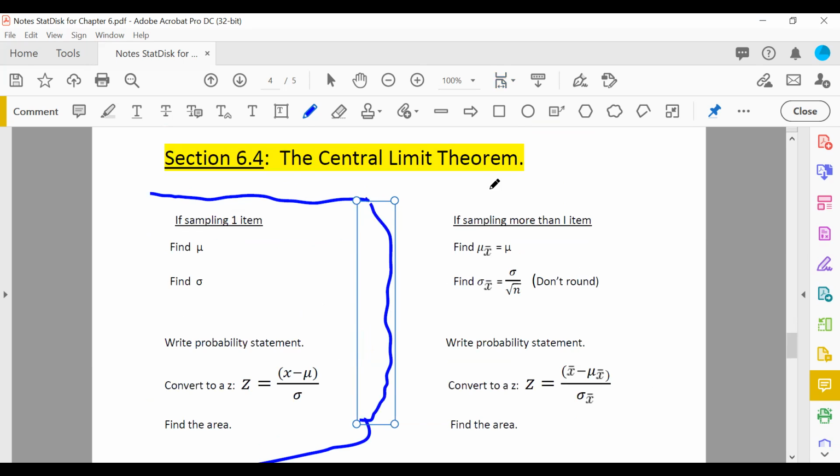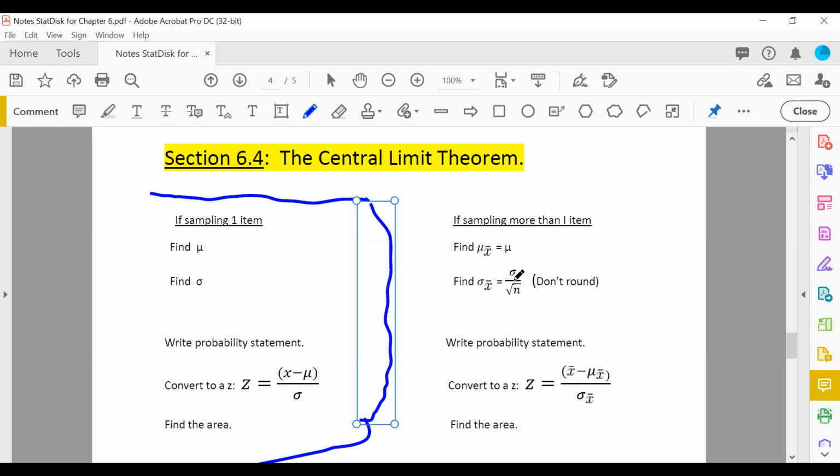6.4, you need to see how many samples are being conducted. If sampling more than one item, here's what you do. You're going to find the mu x bar, which is going to be whatever the mu is. They're going to give you a mu. You use the same mu as a one sample. The only difference is that when you do more than one sample, you're going to calculate this.